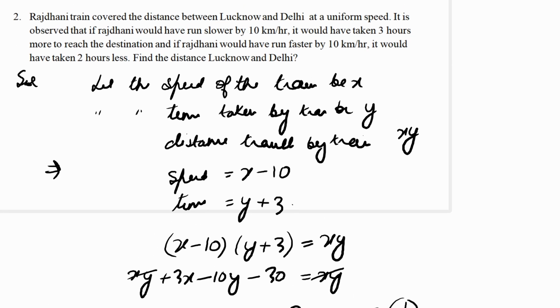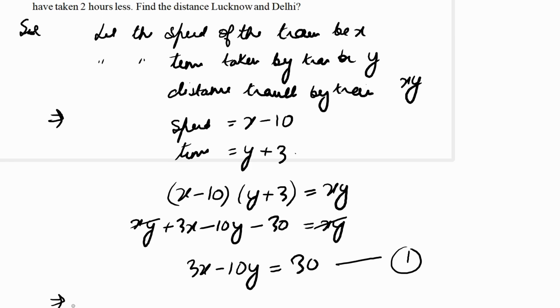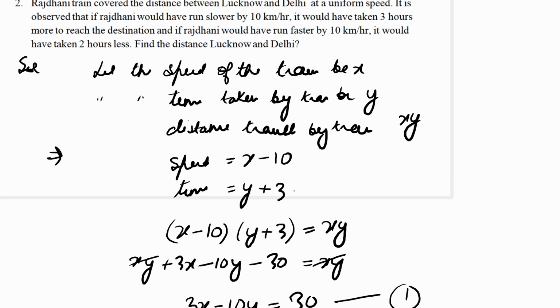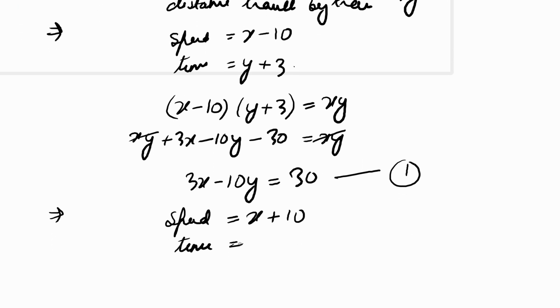Second condition says, it would have taken 3 hours more to reach the destination. Okay, that one we have done. If Rajdhani would have run faster by 10 km per hour, it would have taken 2 hours less. If the speed would have been faster by 10 km per hour, how much time would it have taken? It would have taken 2 hours less.